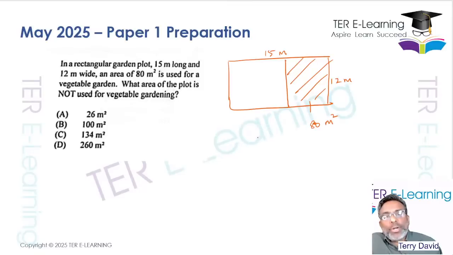So therefore, if you want to work out what is not used for the vegetable garden, all we do is work out 15 multiplied by 12. 5 2s are 10, 1, 2, 3. This is 5, this is 1. So this is 180. So that's the area of the whole rectangle. And if you want to remove the vegetable garden, then it'll be 180 minus 80, so you'll get 100. So the answer is going to be B for this one here.